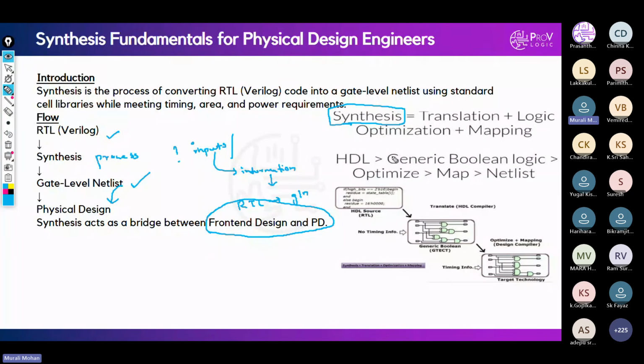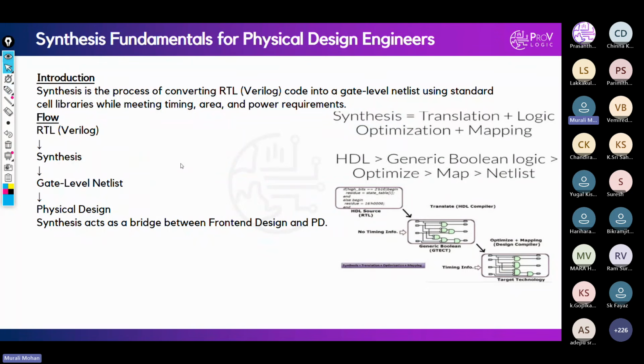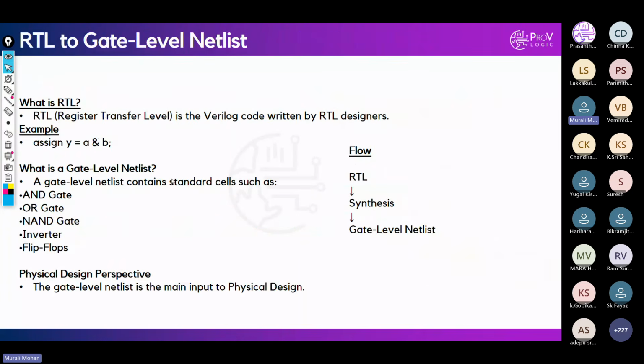Okay, first thing is RTL. What is our first input? First input is an RTL code. The RTL code, register transfer level, is in the form of Verilog or VHDL or .sv. Already we discussed this. And next is an example, a basic syntax for this one.